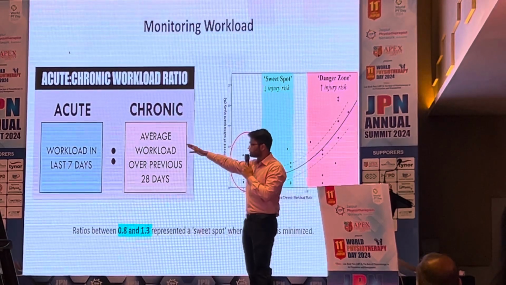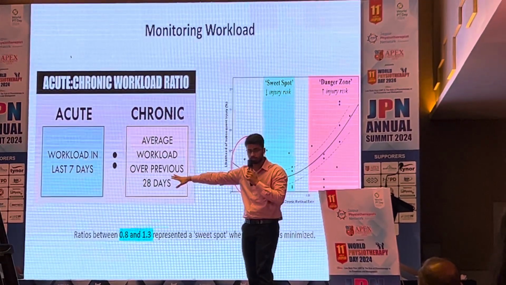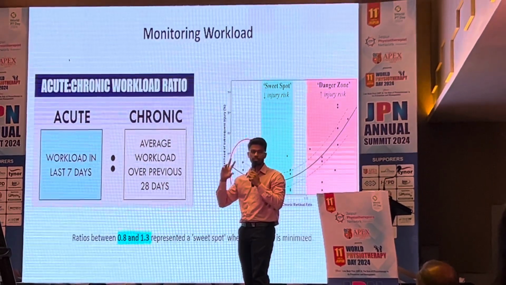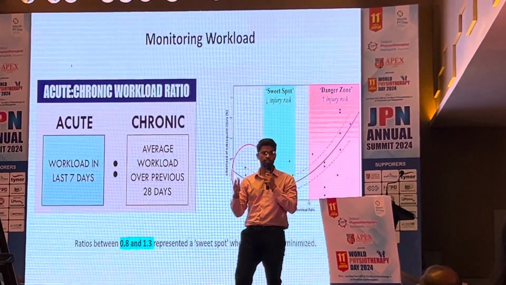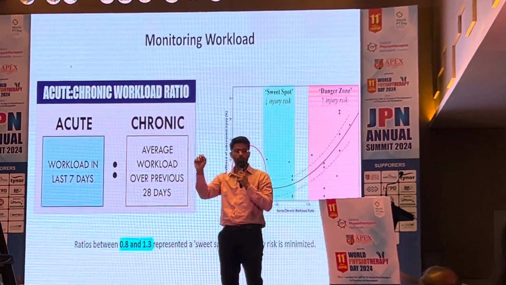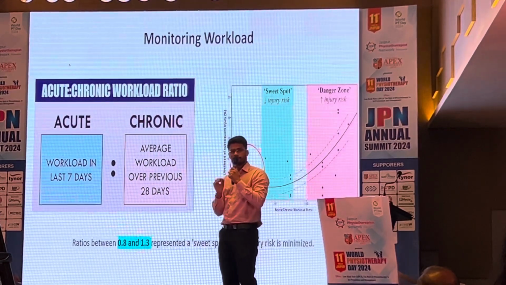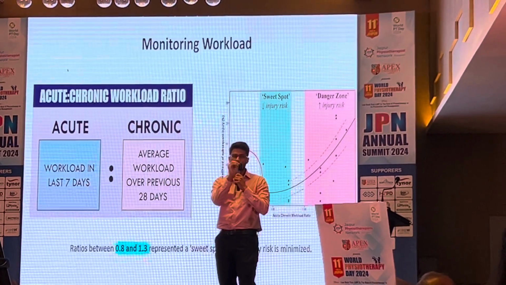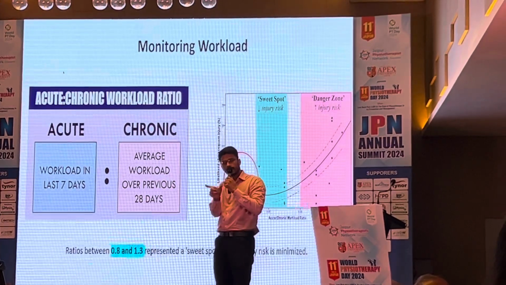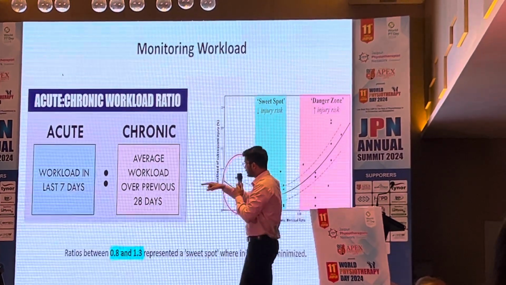First of all, we have to see the workload in the last 7 days. For example, he is bowling 30 balls a day. For 7 days, it is 210 balls. That is for 1 week. Then in this manner, you will be calculating the load from the previous 4 weeks also, and then you will divide this present 1 week by the previous 4 weeks, and you should find out the ratio.